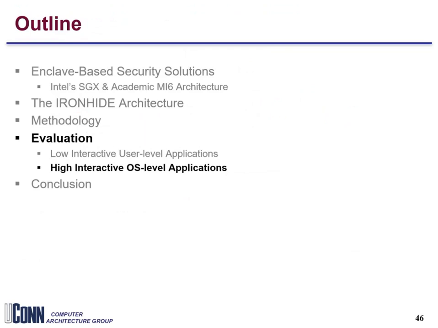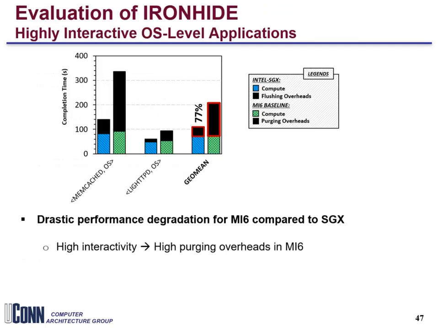Now moving on to the highly interactive OS-level applications. In this figure, we again compare Intel SGX with MI6. With such high interactions of OS-level interactive applications, MI6 suffers from immensely high purging overheads. For example, we see that 70% of the total execution time for memcached and OS application is spent in purging the microarchitecture state only. Overall, we see a drastic difference of 77% in the performance of MI6 when compared with Intel SGX.